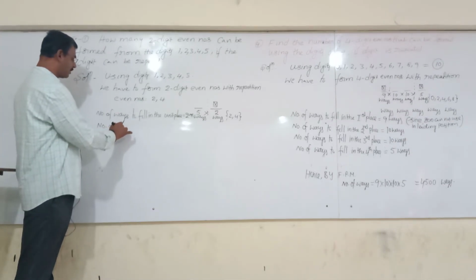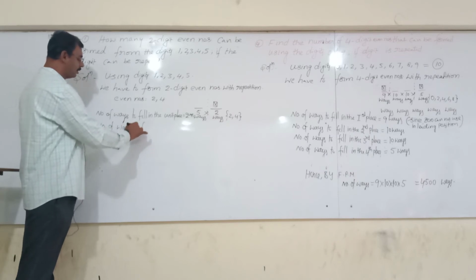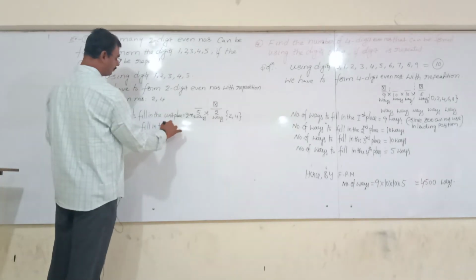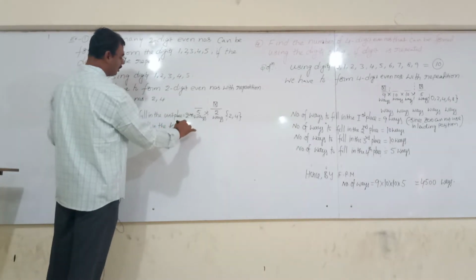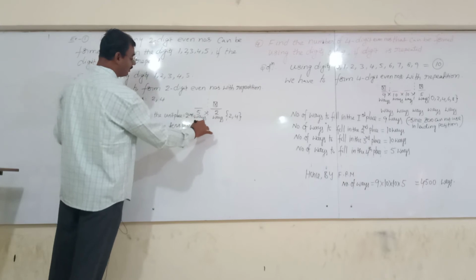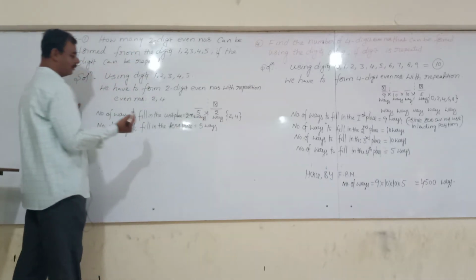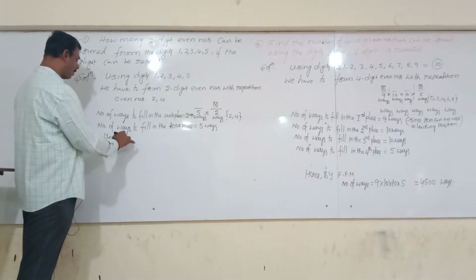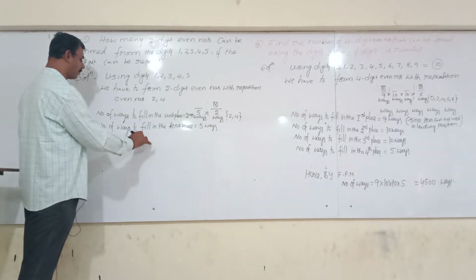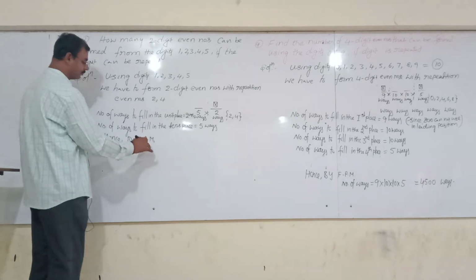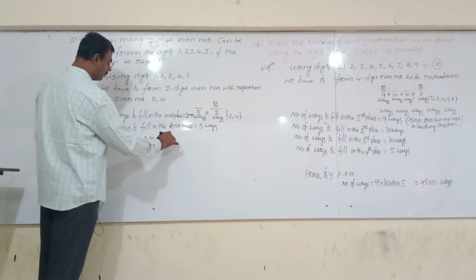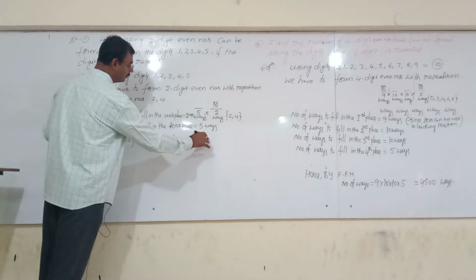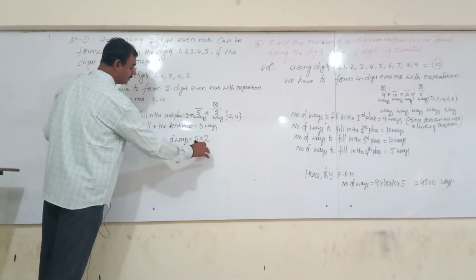Number of ways to fill in the tens place equals 5 ways, since only 2 digits are given. Hence, by the fundamental principle of multiplication, the total number of ways is equal to 5 into 2, which is equal to 10 ways.